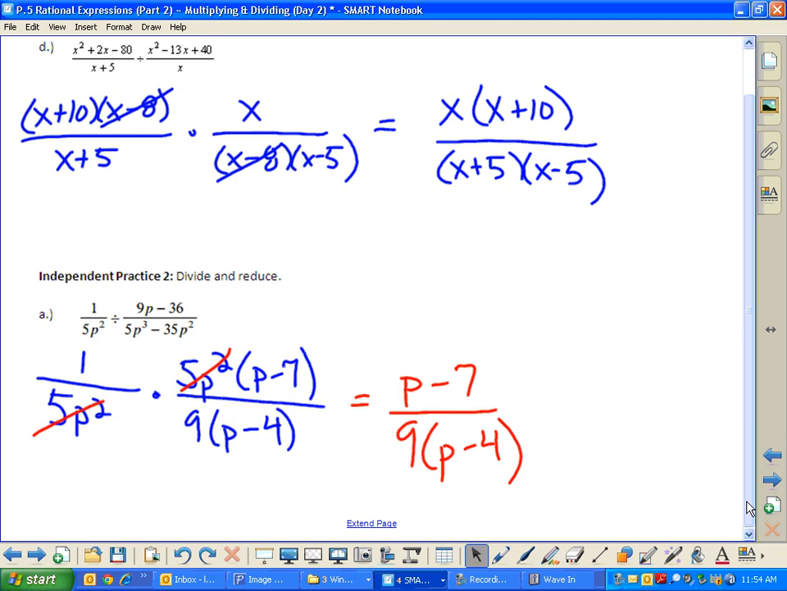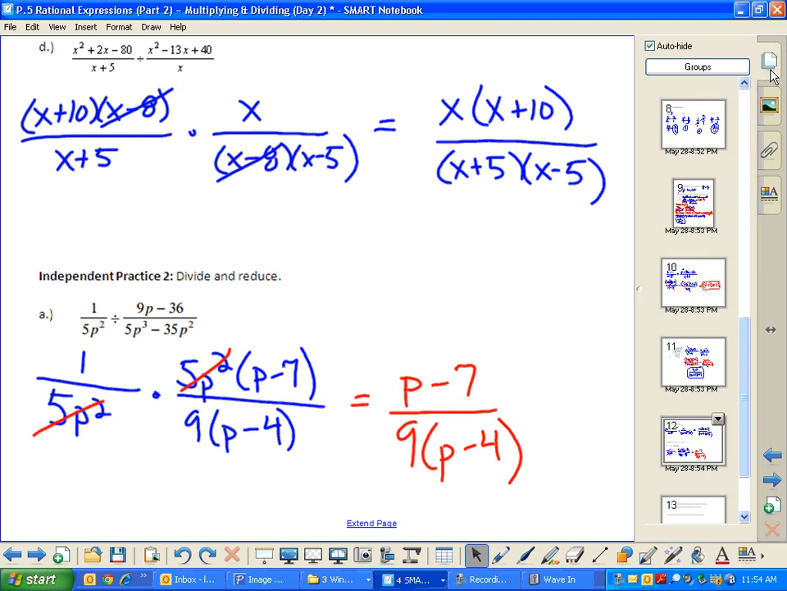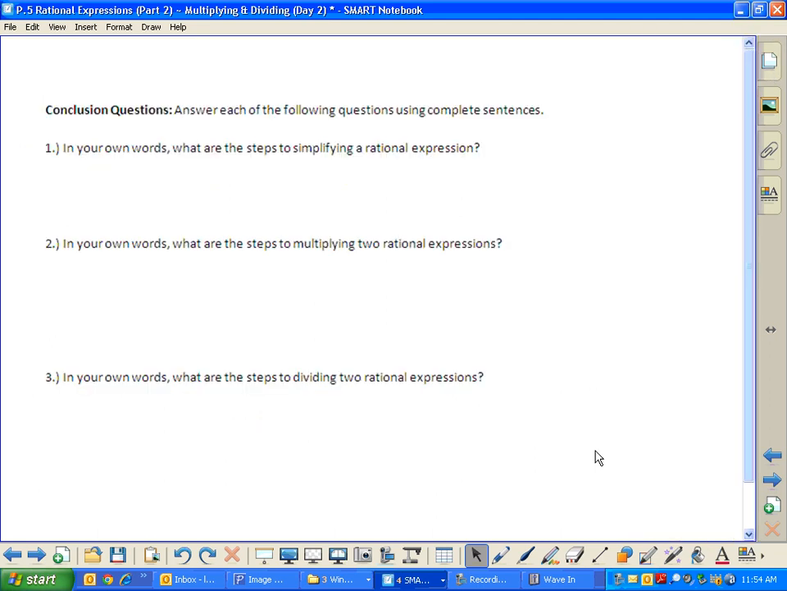There are a couple conclusion questions there at the bottom. I would like you to take some time to answer those for sure. And then really you only have 3 of these for tonight. So if you have your book, you can probably get those started. It looks like you have a couple minutes. And your conclusion questions, of course, at the bottom. It says, in your own words, what are the steps to simplifying a rational expression?